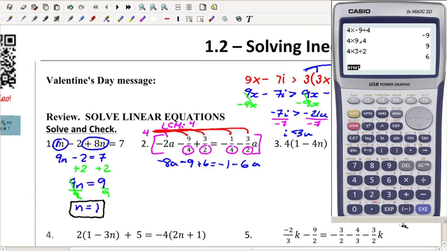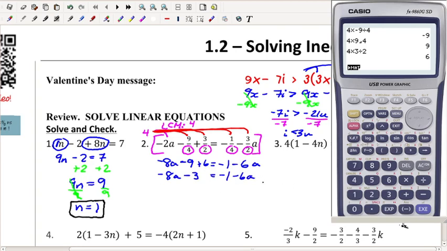Then from here, this is just the same as our previous question. We want to collect our like terms and then see if we can get the variable by itself. So on my left hand side, I do have like terms of the negative 9 and 6, so I'm going to make this minus 8a. Minus 9 plus 6 is minus 3 equals minus 1 minus 6a.